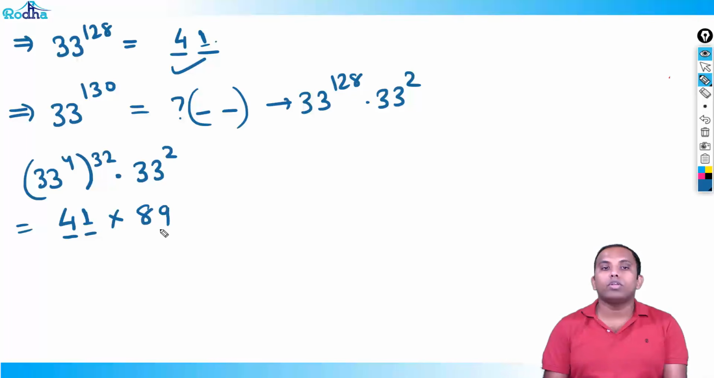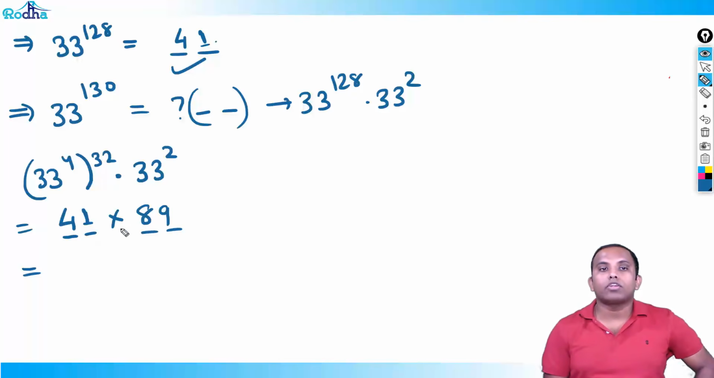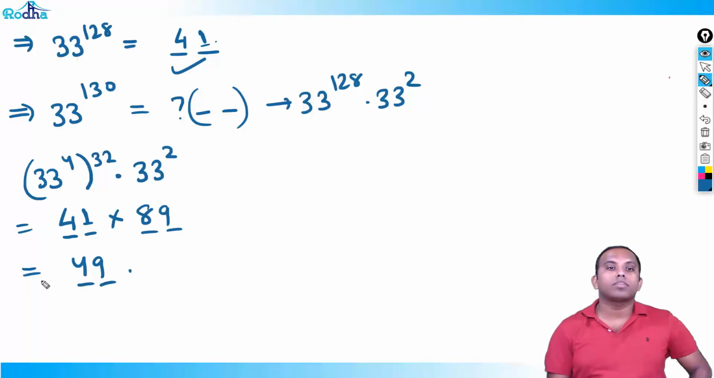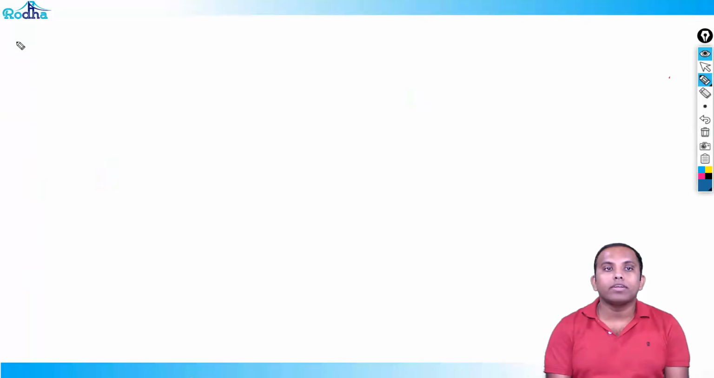So 41 into 89. Here we can do it manually, right? 41 into 89, what is the last two digit? Solve it till you get the answer as 49. So 49 is the answer, right? 33 raised to 130, what is the last two digit? 49. Correct. So this way we can solve even if the power is not a multiple of 4.